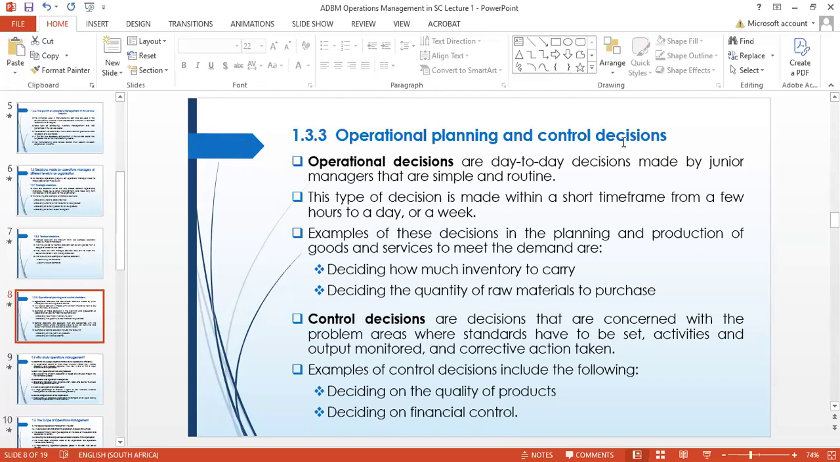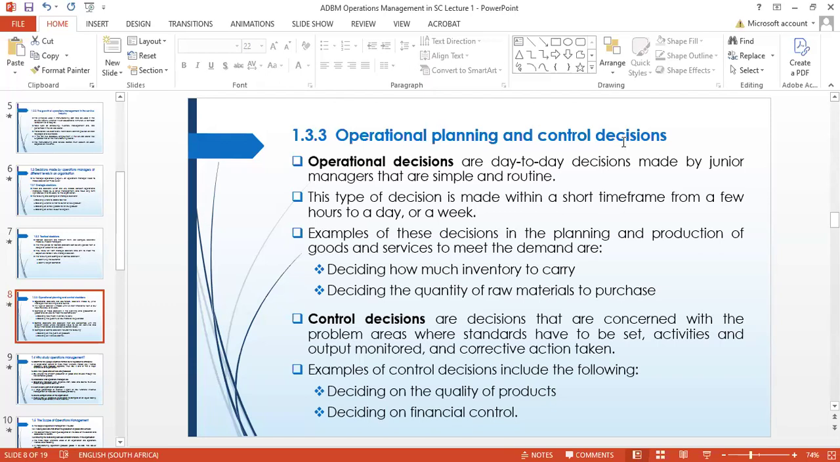Okay, so examples of operational decisions within an organization, we are talking of deciding how much inventory to carry. Right? This is done by the low-level managers, the junior managers: how much inventory to carry, the quantities of the raw materials to buy from the suppliers. This is done by the lower-level managers, the junior managers.